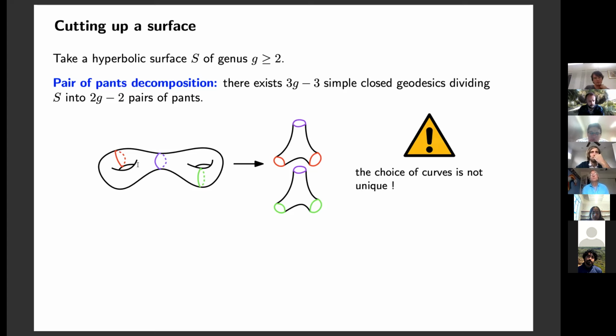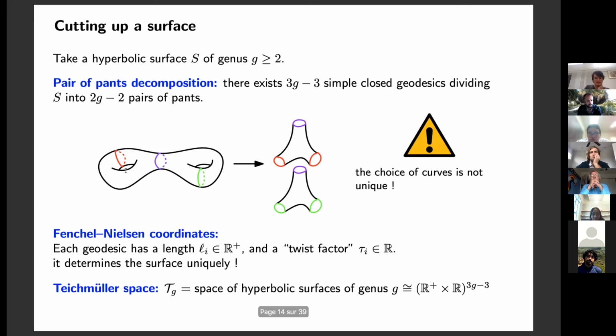Very briefly, for those who know, it amounts to choosing a trivalent graph, up to some automorphisms, but I'm not going to dive much more into the details. And what's good with this decomposition is that it gives you a set of coordinates to navigate the big space of hyperbolic surfaces.